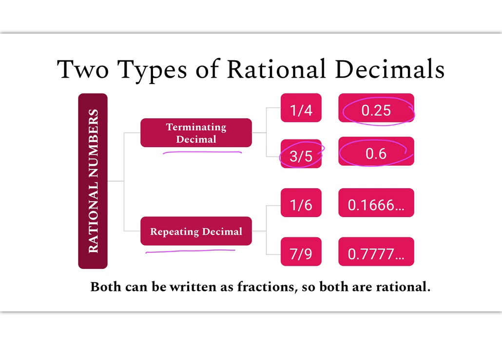Here's a quick challenge. If you see a decimal that goes on forever but repeats something like 0.272727, it's repeating, not random. That's what makes it rational.